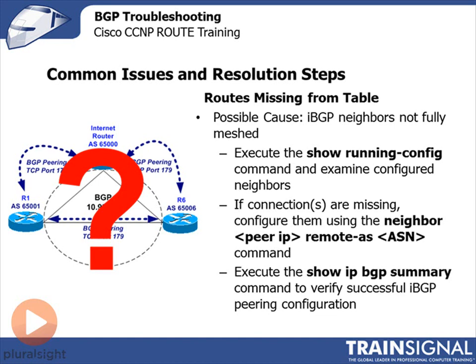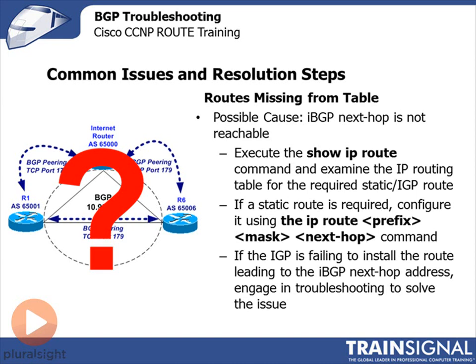So if that kind of connection, for example, was missing, then you could use the neighbor peer-IP remote-as autonomous-system-number command to have that working correctly. And then do the show ip bgp summary command. Make sure that all the other peers that you're looking for are indeed there, and that each one of the neighbors shows all the other peers that are required. That'll be your best way of determining whether or not a fully meshed relationship has been configured.